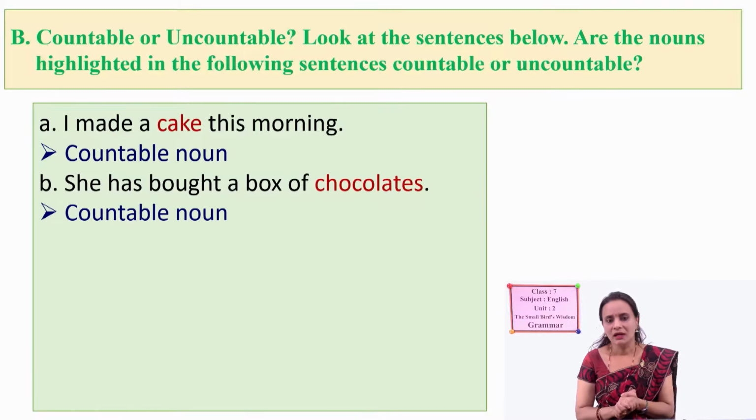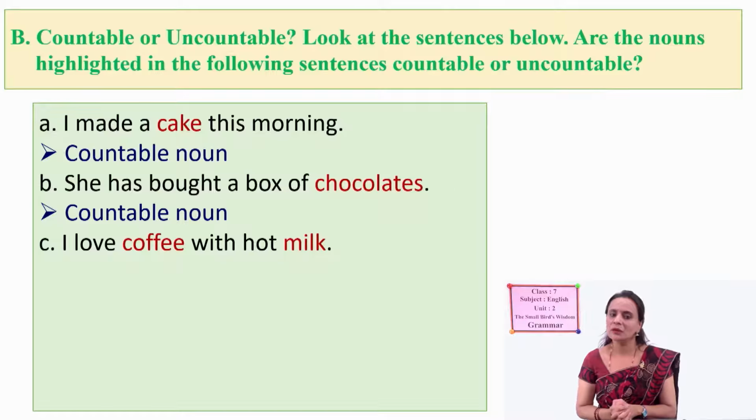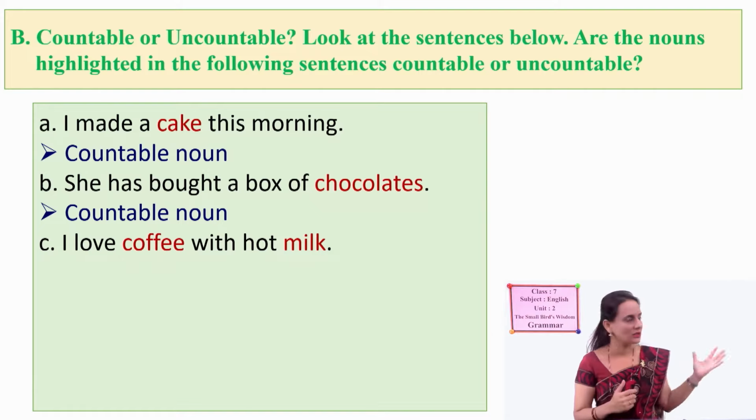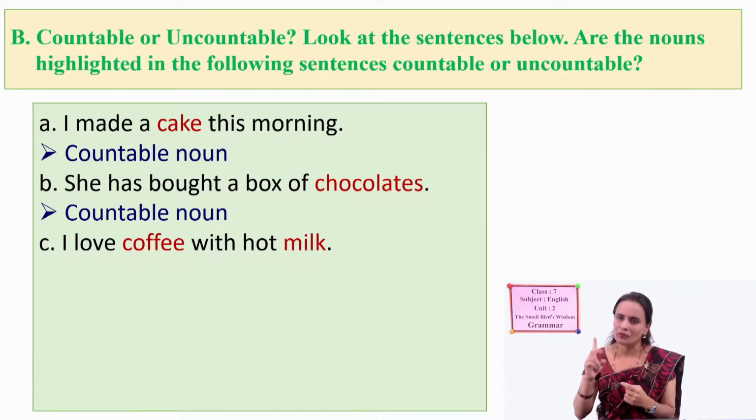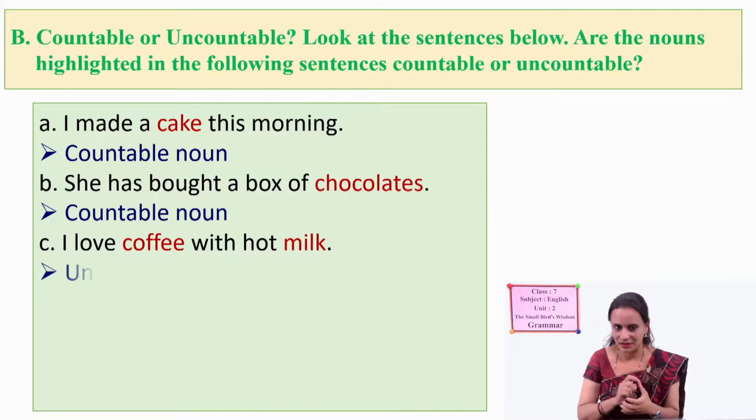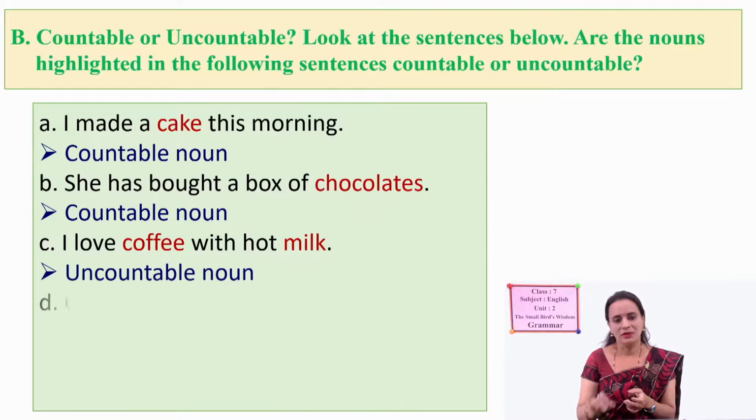So, it is also a countable noun. See, number C. I love coffee with hot milk. Coffee is also highlighted and milk is also highlighted. Okay, coffee and milk. And we have just done in our rules, coffee and milk. Can we count it or not? Can you say one coffee, two coffee, one milk, two milk? No. So, it is an uncountable noun. Very good.